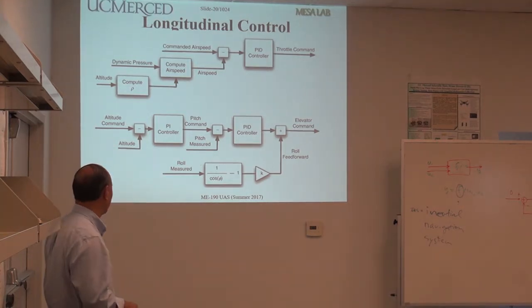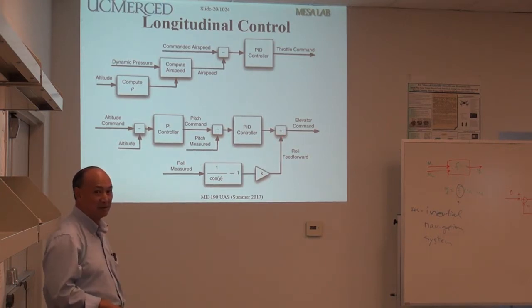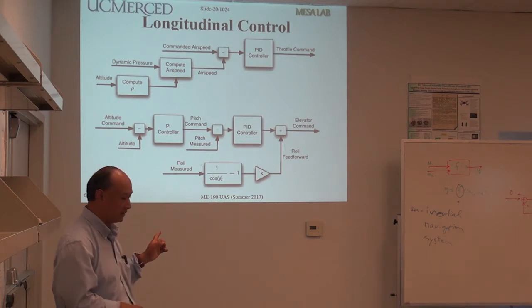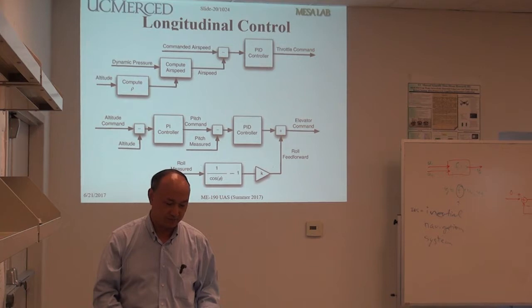Okay? So then a roll measured, do this equation, and then this is gain K, add to this one. Okay? And the explanation of this feed forward is in the text. I uploaded that chapter for you in the UAV handbook.